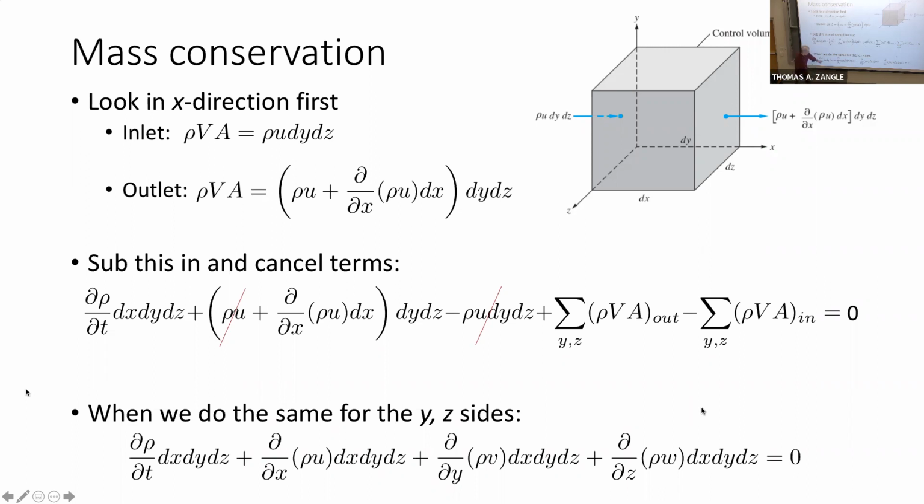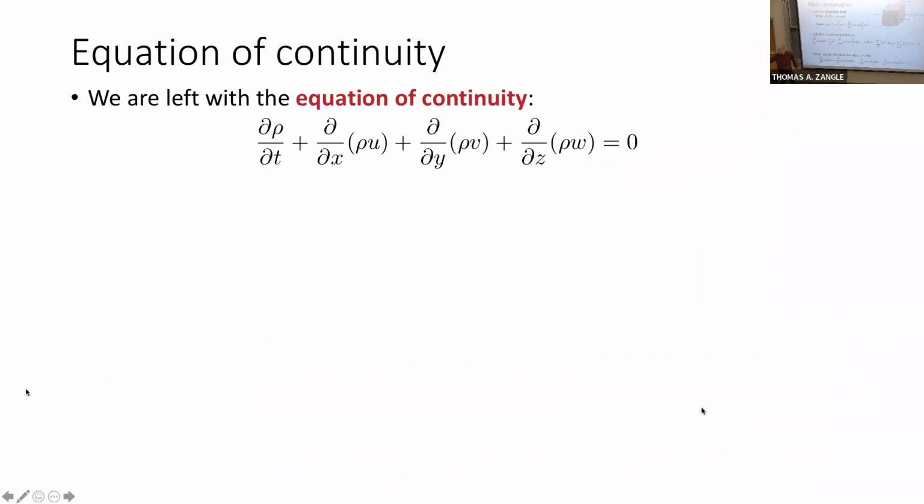But now, if you notice, we have dx dy dz times everything. So we divide through by dx dy dz. All those terms cancel out, and what we're left with is the equation of continuity, or mass conservation. It says we have partial rho, partial t, plus partial x of rho u, plus partial y of rho v, plus partial z of rho w.